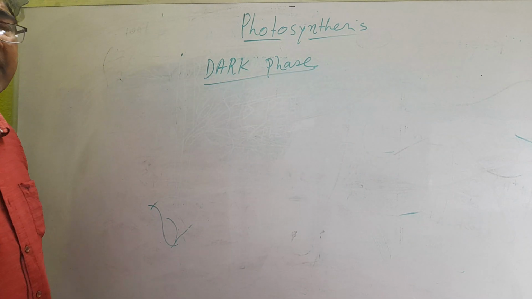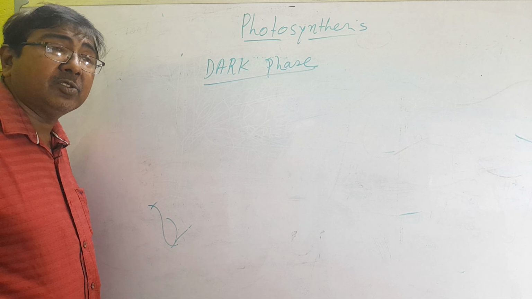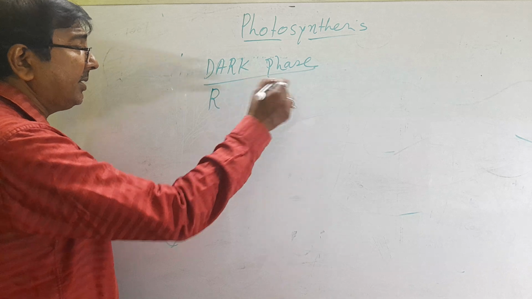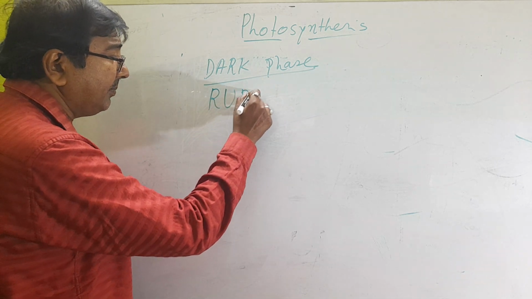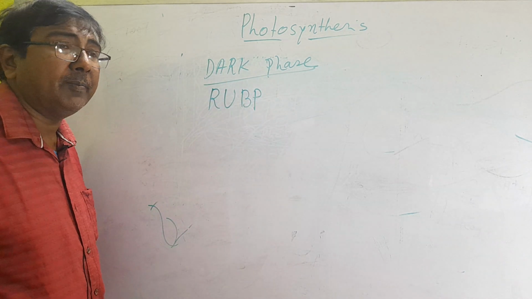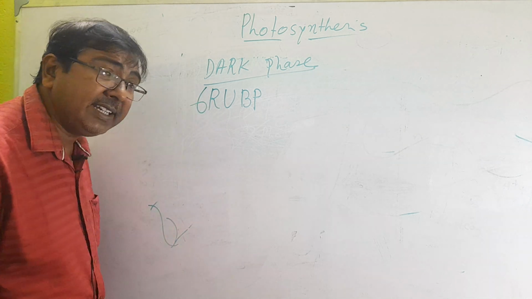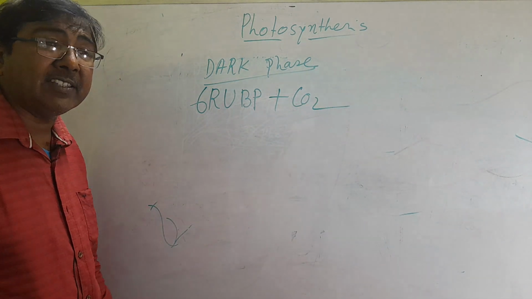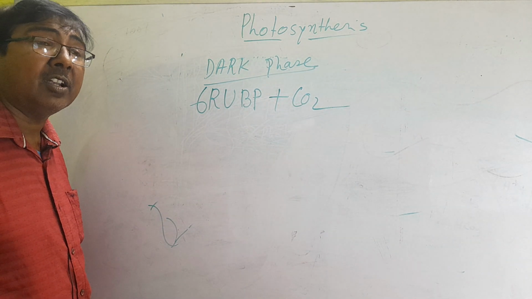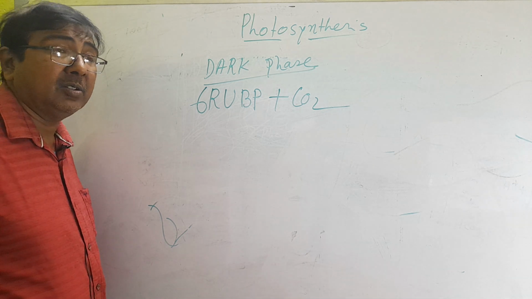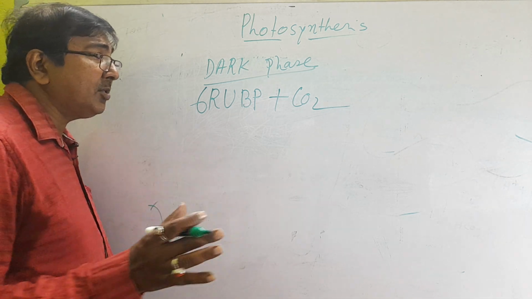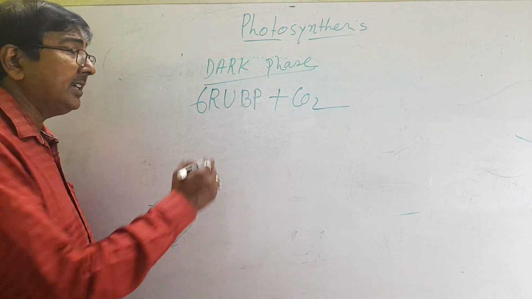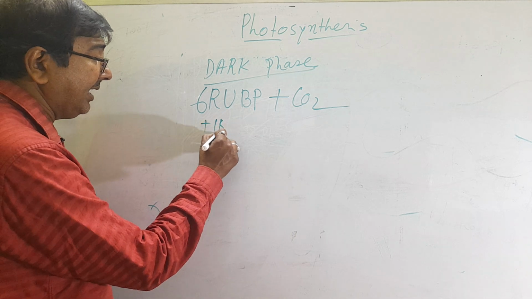Dark phase. Where does the dark phase occur? In stroma. The main component is RUBP, ribulose bisphosphate. This is the carbon dioxide absorber. It absorbs carbon dioxide in the presence of an enzyme called the Rubisco enzyme. This is very important. In the presence of Rubisco enzyme, RUBP absorbs carbon dioxide.